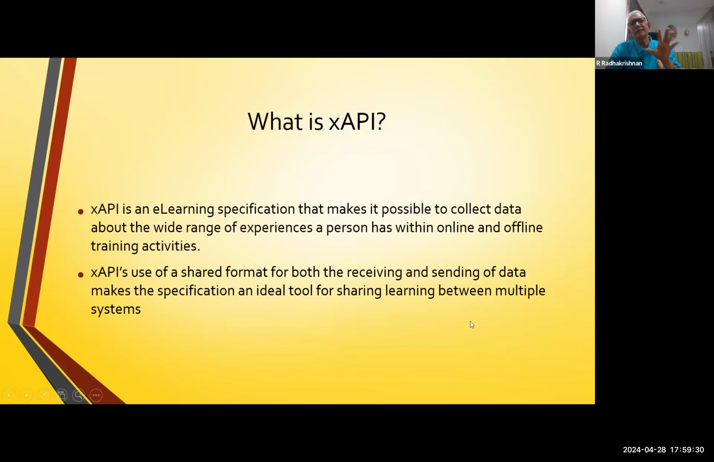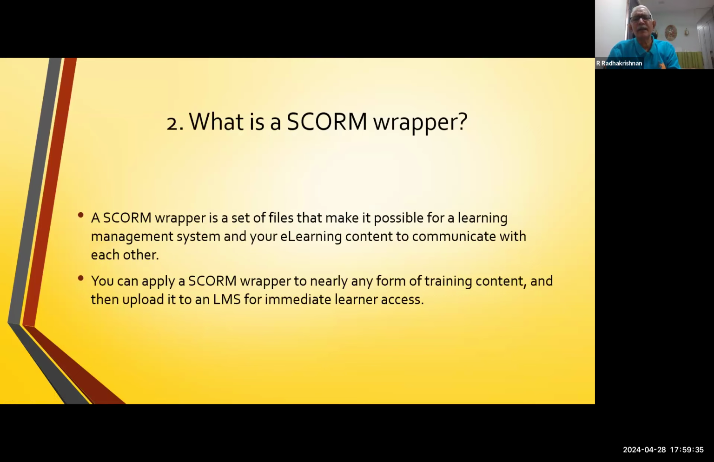Of course, the next is xAPI. Before we talk about xAPI, I want you to reinforce your understanding through a small audiovisual on SCORM. Is it okay? Shall we go ahead, gentlemen? Yes, sir.